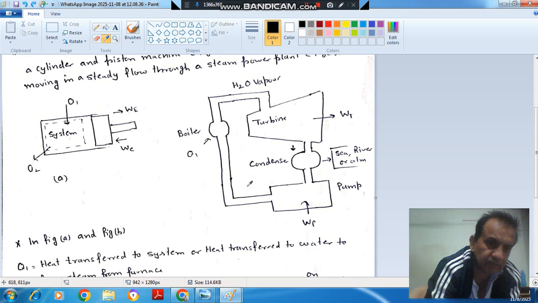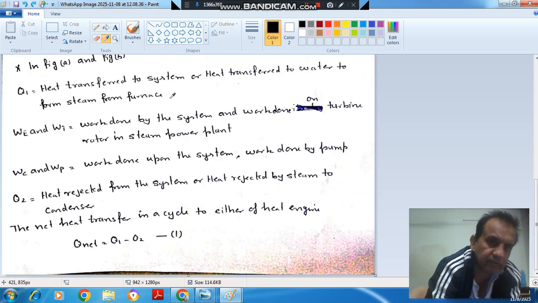This is figure A, this is B. So next is Q1. Q1 is heat transfer to the system, or heat transfer to the water to form steam from the furnace. WE and WT: work done by the system, or work done on a turbine rotor in steam power plant by steam. WC and WP: work done upon the system, and work done by pump. Q2: heat rejected from the system, or heat rejected by the steam to the condenser.